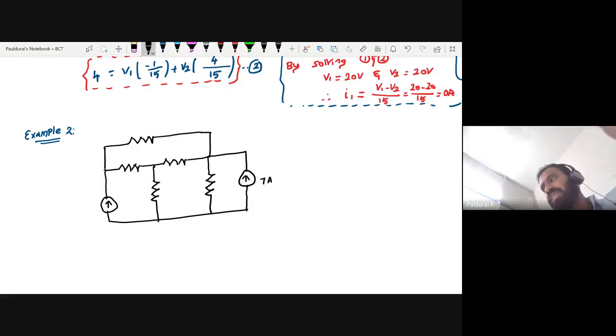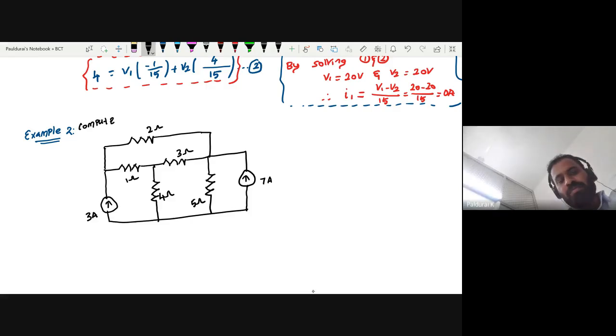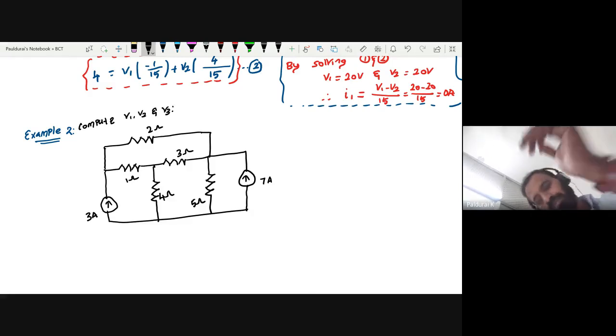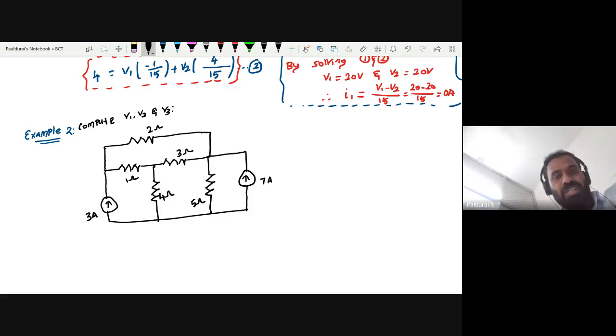This 7 amps is given as 3 amps. This is 1 ohm, this is 2 ohm, 3 ohm, 4 ohm, 5 ohm. The question is compute V1, V2, and V3. So which one is V1, which one is V2, which one is V3?